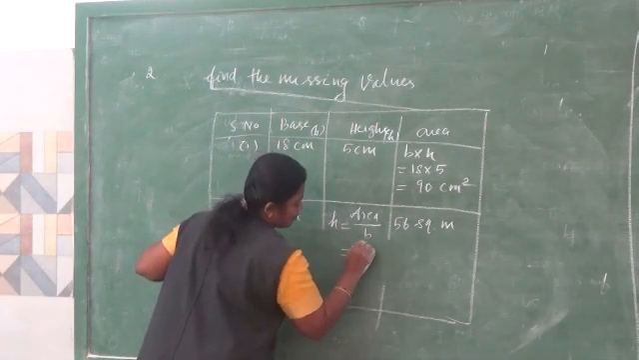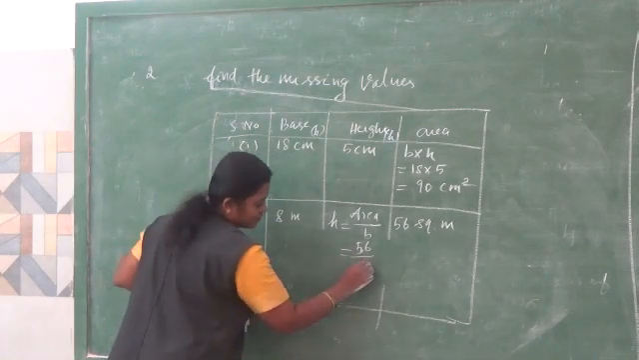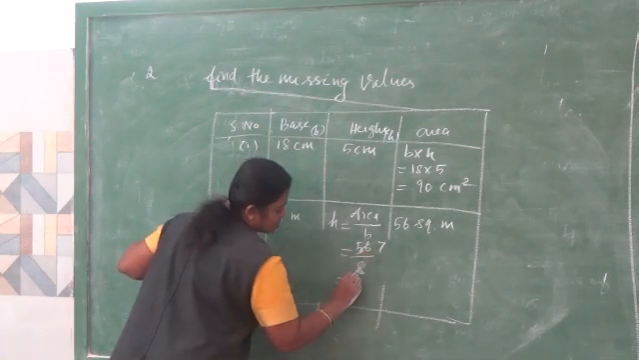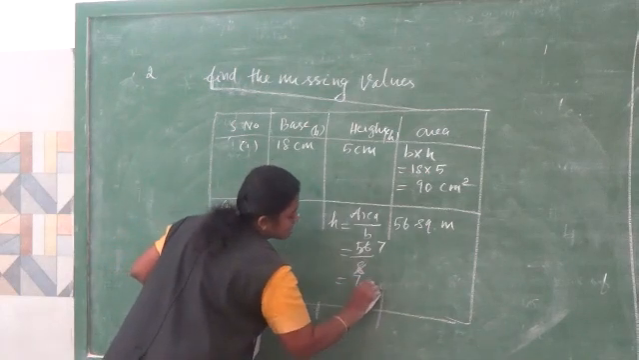What is the area? 56 divided by 8. How many 8s are there in 56? 7. So height is 7 meter.